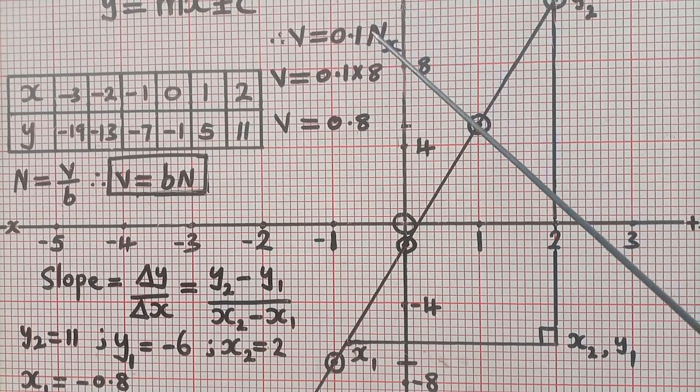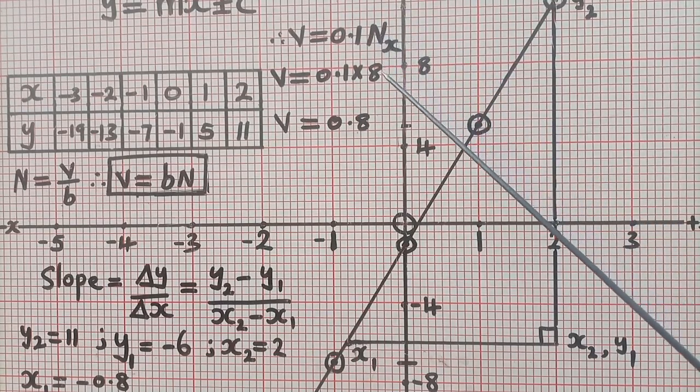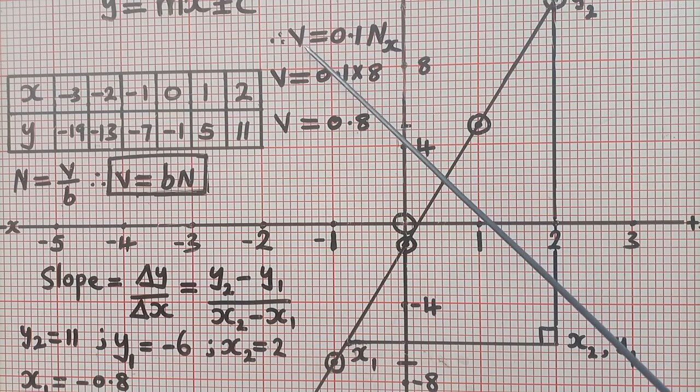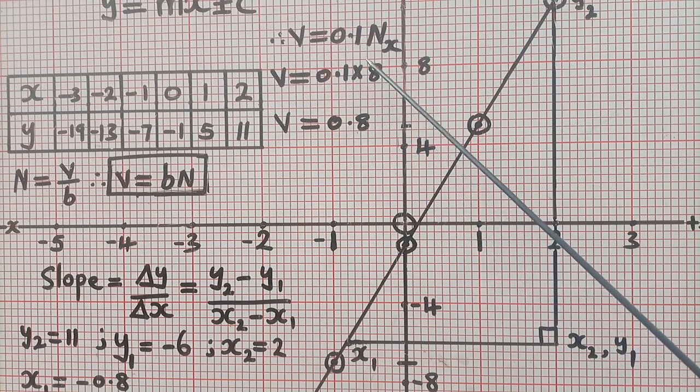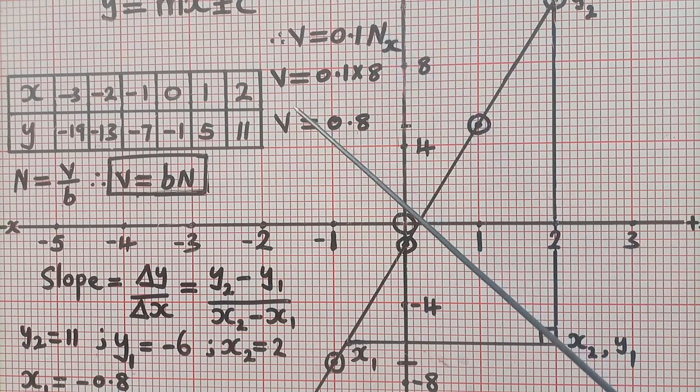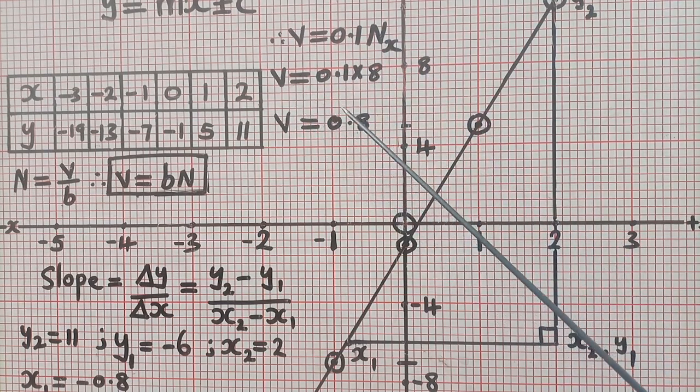boxes. That means we replace this nx by 8, and we now have that v is equal to 0.1 times 8. 0.1 times 8 is equal to 0.8. Therefore, the value of x at this point is 0.8. Because it is going towards the left of the origin, it is minus 0.8. See it here. x1 is equal to minus 0.8.